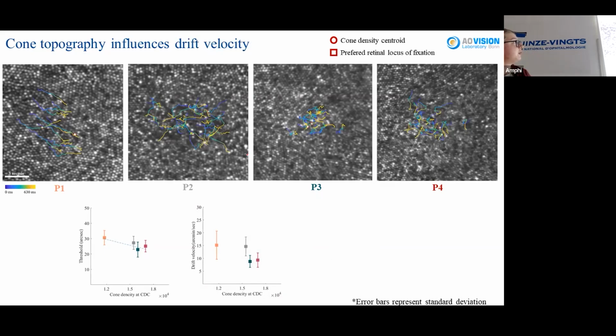We also compared some of the other drift behavior. Here I plotted drift velocity, and we can see again that for the subject with the lowest cone density, drift velocity was on average a bit bigger compared to, for example, participant number 2, but we still see a trend of decreasing drift velocity with increasing cone density. What's interesting with this subject is that the variation of drift velocity was much higher. Then linear drift amplitude, plotted here only for the longest presentation duration: again, for her it was on average higher and the variability also bigger. So here we conclude that cone topography actually influenced drift behavior.